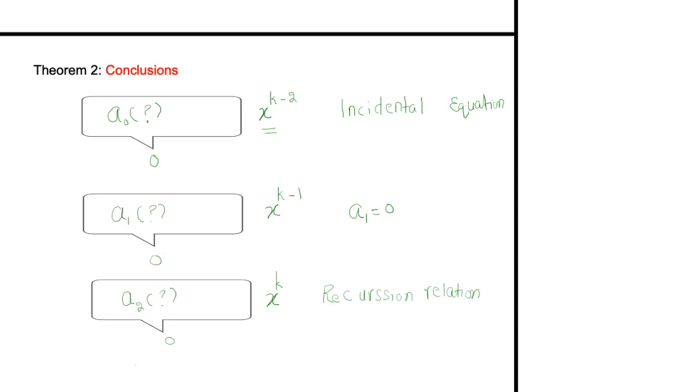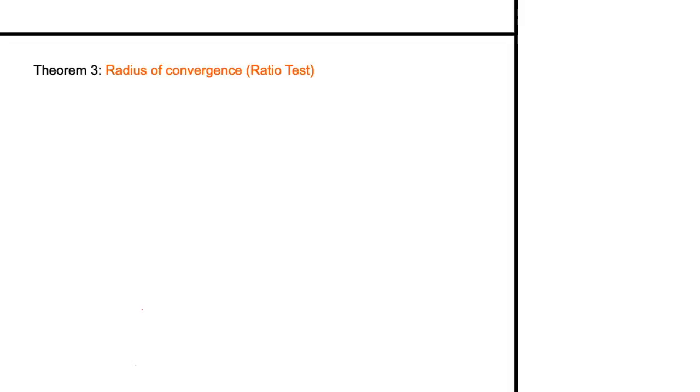So these three are the most important conclusions of Theorem 2. Theorem 3, radius of convergence. A series solution must be checked for convergence and divergence.